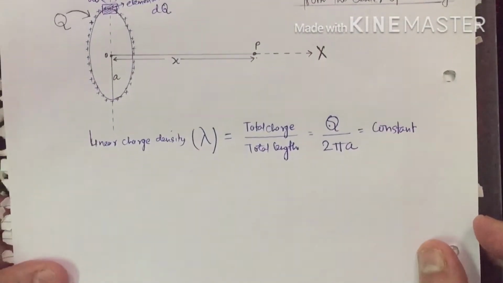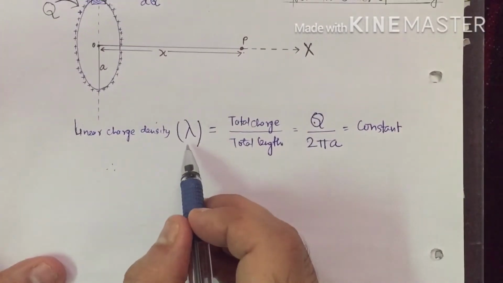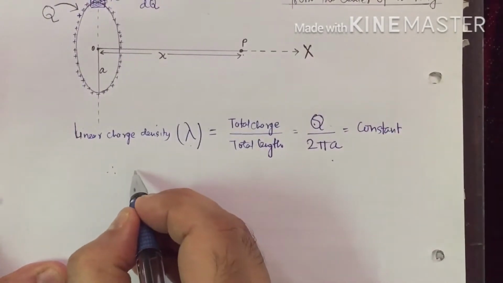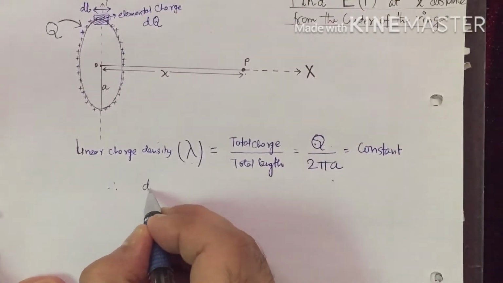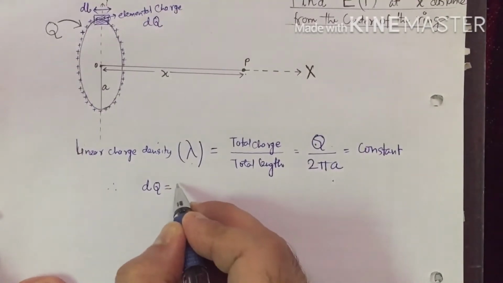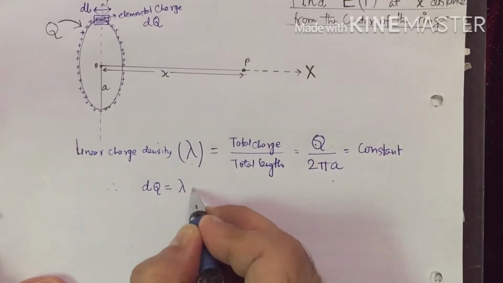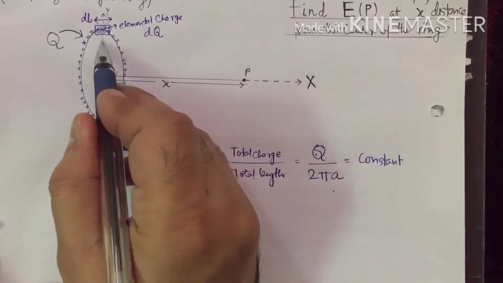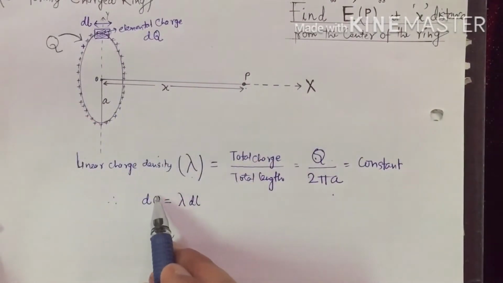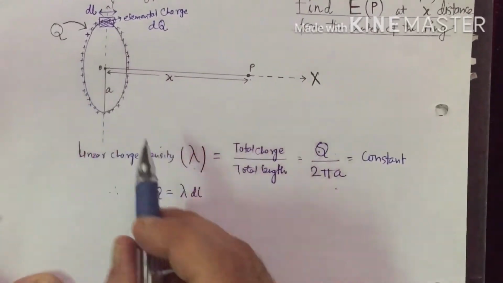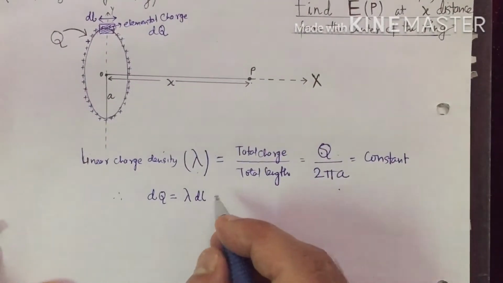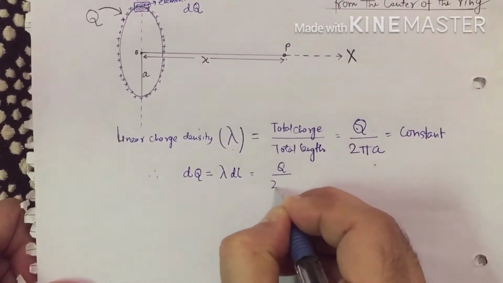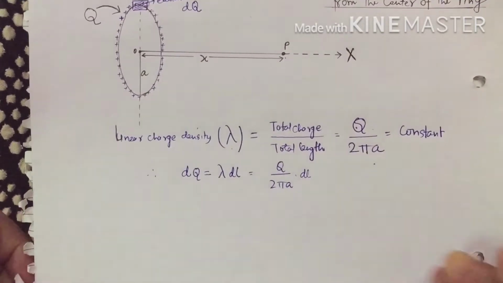Let us find what is dq. Since we have defined lambda, what is lambda? It's a charge per unit length. So dq will be given by lambda into dl. Lambda is charge per unit length multiplied by the length of this elemental part, that will give us the charge on that elemental part. Therefore lambda into dl. And lambda is basically Q over 2 pi A, into dl.